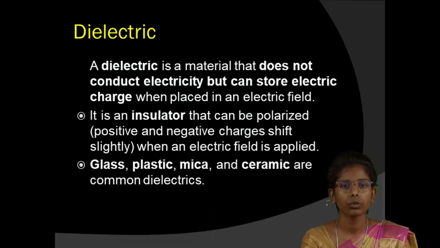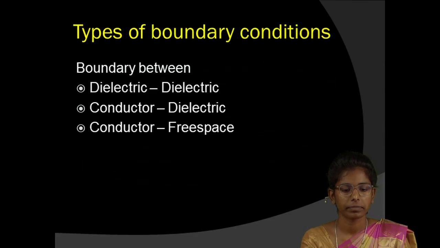Next, we move to the dielectric. A dielectric is nothing but a material. It is not used to conduct electricity, but it helps to store electric charge when we apply an electric field. A dielectric is also called an insulator, and it can also polarize when an electric field is applied. Examples of dielectrics are glass, plastic, mica, ceramic and so on.